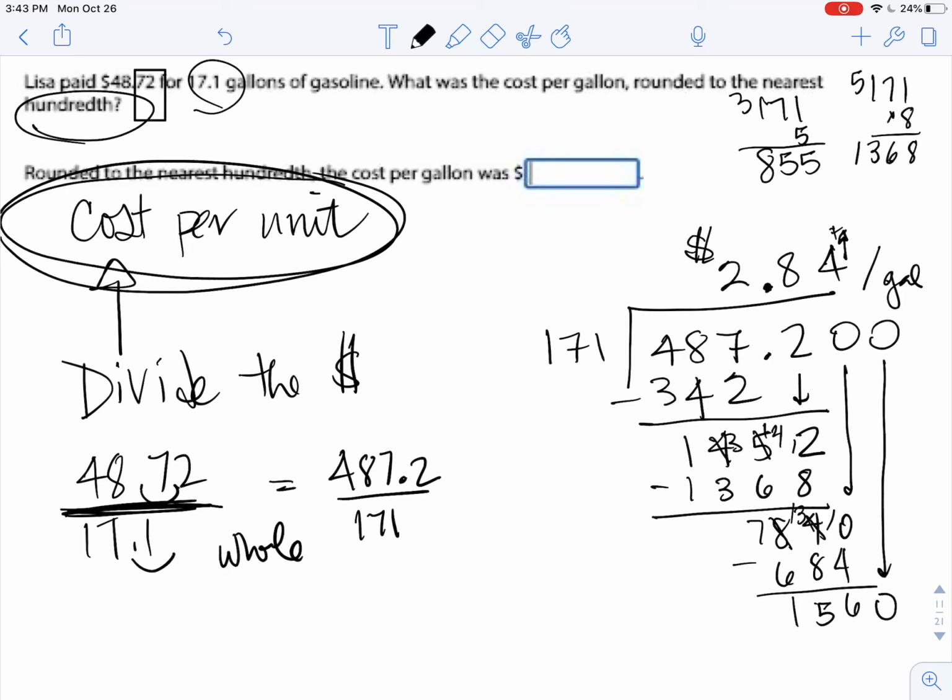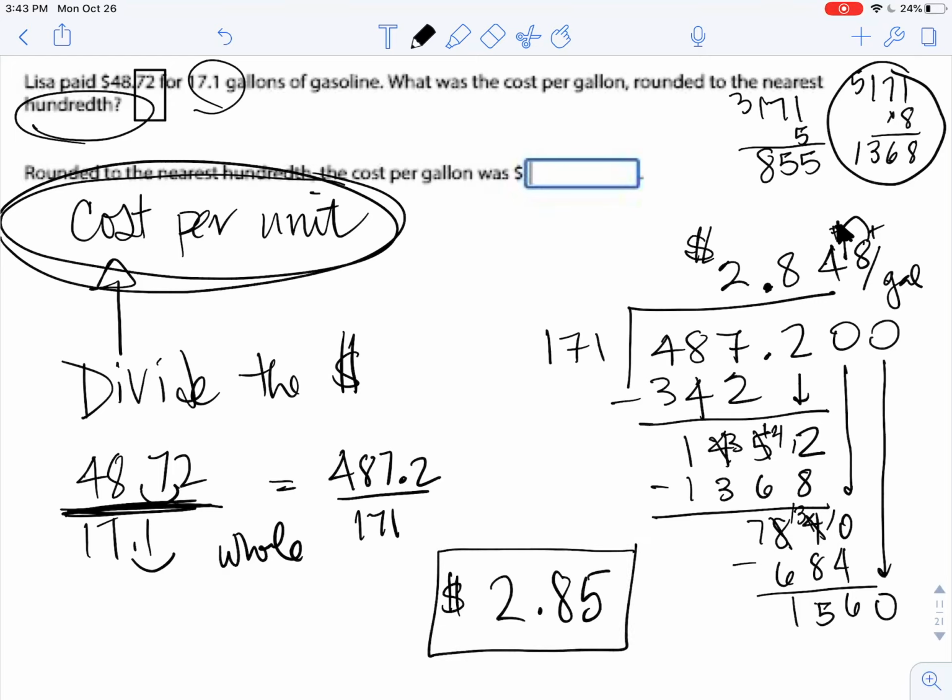Well, let's just look at my work. 171 times 8 is 1,368. So I know that this is going to be 8 or more, which means this right here is going to have to round up a penny to $2.85. So let's check the math. Let's say I have spent $48.72 and I bought 17.1 gallons. I have 2.8491. Yep, that's $2.85. If I just do it on the calculator, 2.8491, 22807, etc. So that means that this is $2.85 rounded.